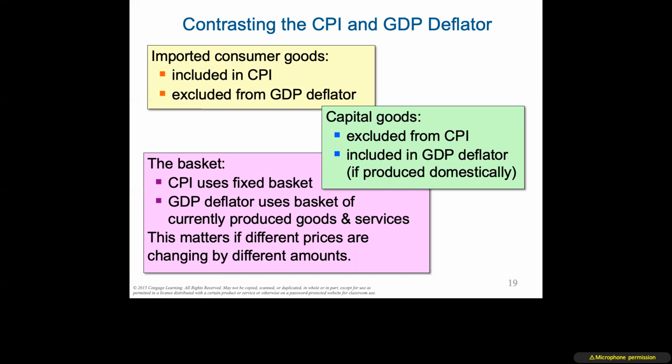So remember, the CPI is using a fixed basket. I showed you the things that went into it. The GDP deflator is just using whatever is being produced in that country because it's based on the gross domestic product. Whatever we produce is whatever is counted in the GDP deflator. So this matters only if the prices change by different amounts for different types of goods and services. But it does allow economists and consumers to say, wait, the GDP deflator and the CPI are different. Let's see what's going on in our economy.